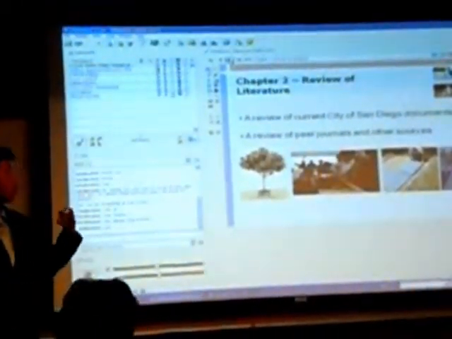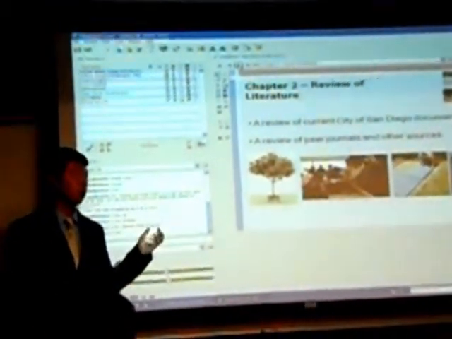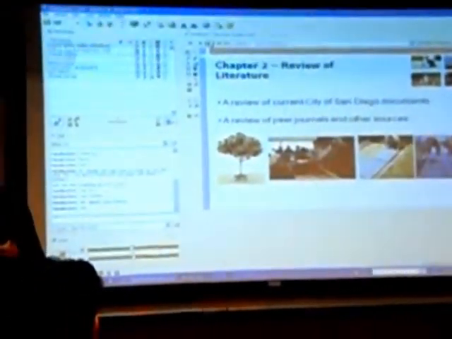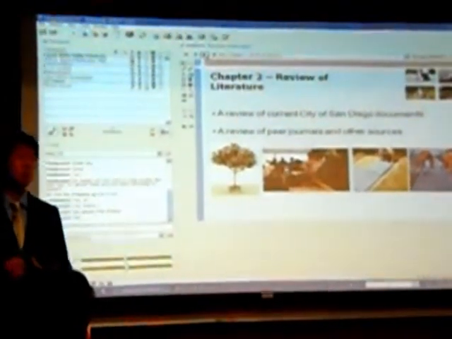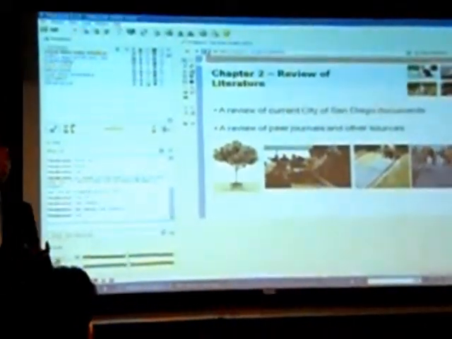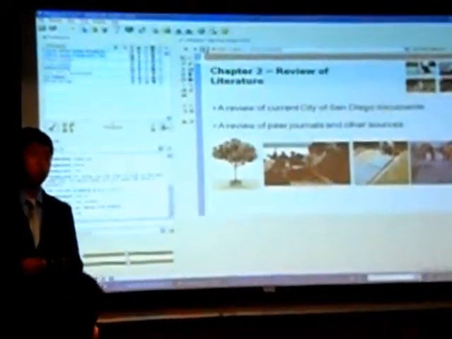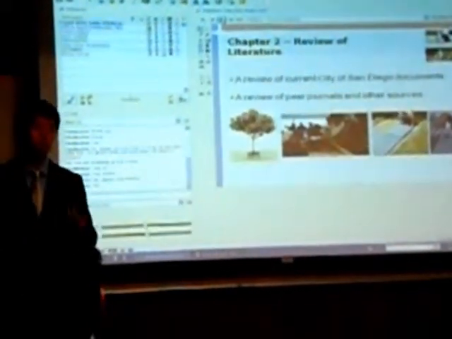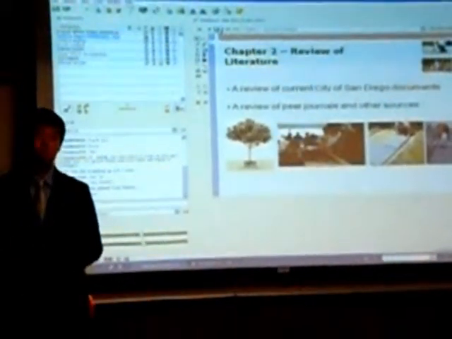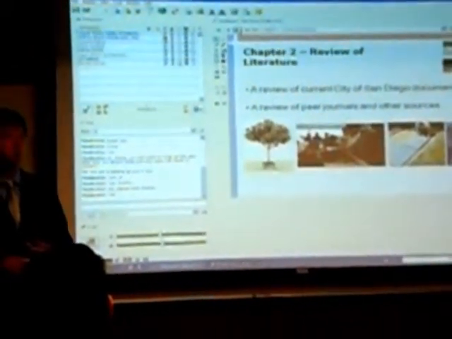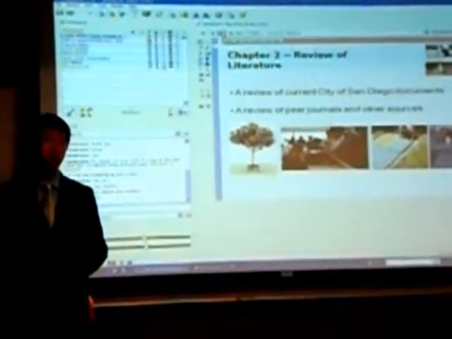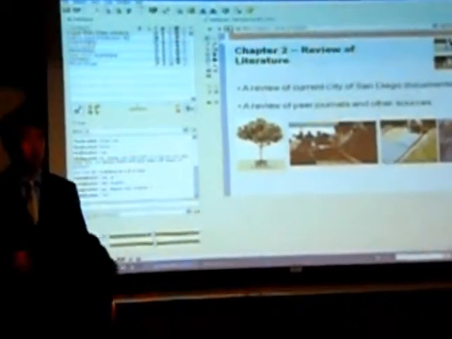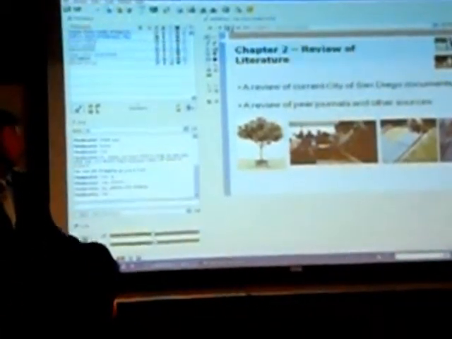To address those 6 areas, we conducted a review of current city of San Diego documents, which includes the standardized specification for sidewalk replacement, the sidewalk repair contract document, and the street tree selection guide. We also conducted a review of peer journal articles and other sources that discuss new construction methods and materials which San Diego can use in order to repair the broken sidewalk while preserving the street trees.